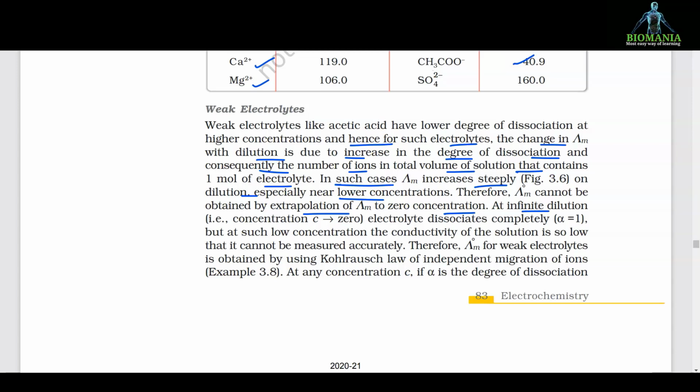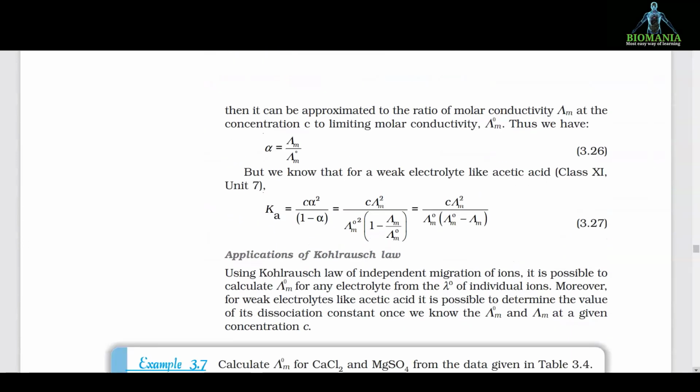At infinite dilution, the electrolyte dissociates completely, but at such low concentration, the conductivity of the solution is so low that it cannot be measured accurately. Therefore, lambda naught m for a weak electrolyte is obtained by the Kohlrausch law of independent migration of ions. At any concentration C, if alpha is the degree of dissociation, then it can be approximated to the ratio of molar conductivity lambda m at the concentration C to limiting molar conductivity.